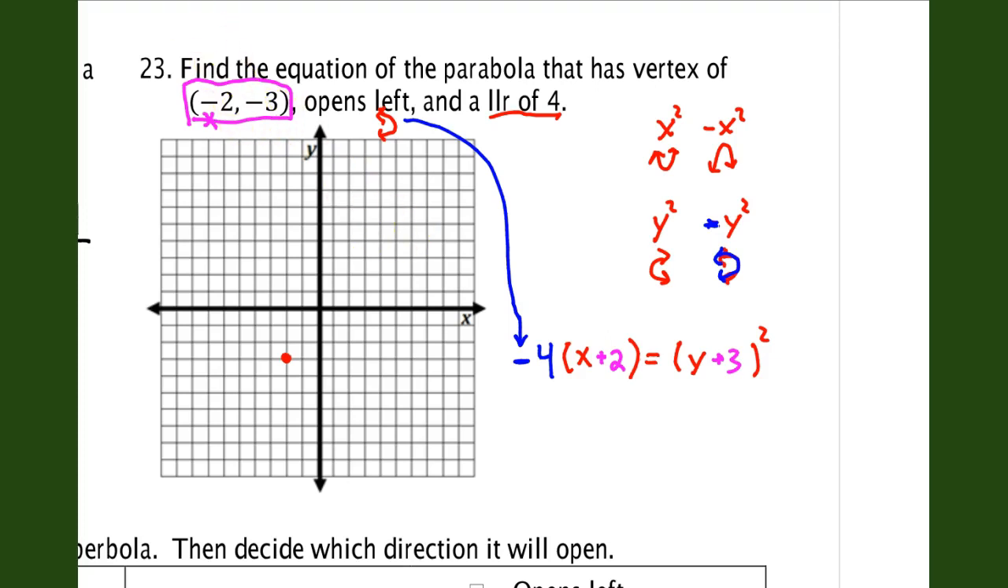And just to go ahead and graph it, since we have the equation now, opens left, and LR of 4, which means we're going to go left 1, and then the length here will be 4. So from here to here will be 4. Then I can use that just to sketch the parabola. There we go. So there is our sketch of a parabola. And here is the equation of that parabola.